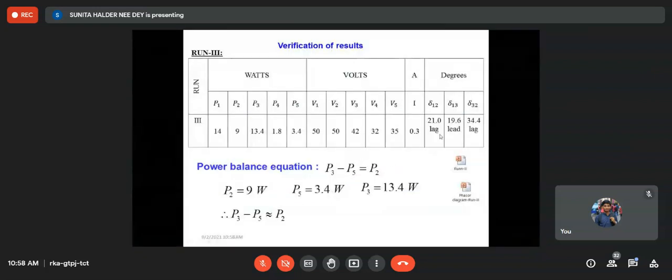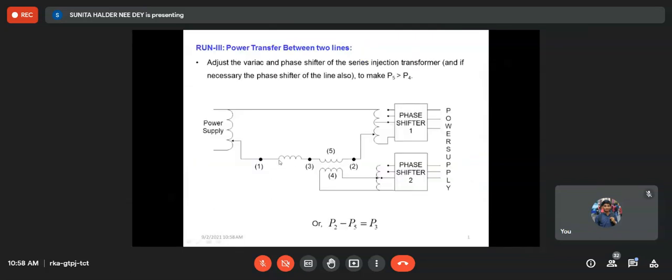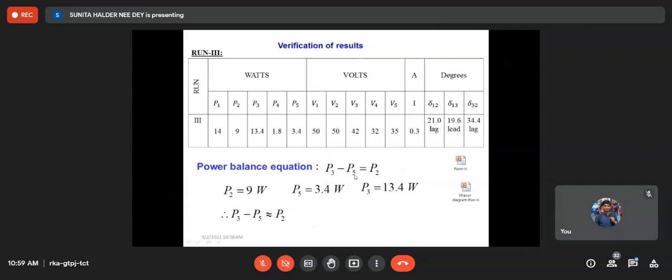You see here delta 1 to lag, delta 1 3 lead. That's why from 1 to 2 power is flowing in this direction, towards from 2 to 1, but delta 1 3 is lead. So power is in opposite direction. So actually here delta P3 will be received but in opposite sense. So here actually at P2, P3 minus P5 should be equal to P2. So in that way we have to justify.